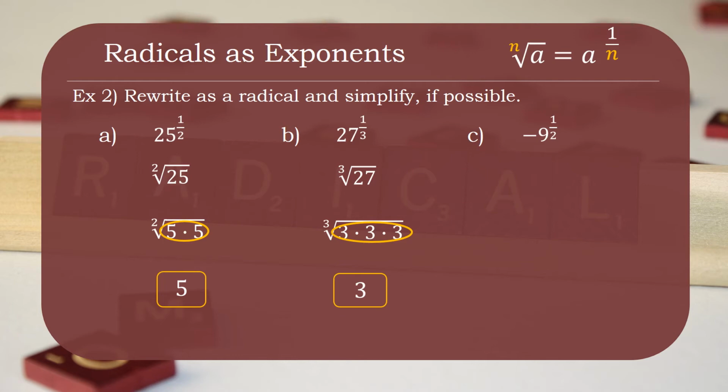For c, we have negative 9 raised to the power of 1 over 2. Notice that negative is out in front, so we deal with that part later. 9 will become your radicand, and your index will be a 2. So we currently have the negative square root of 9, and we need to factor the 9 into 3 times 3. Notice we do have a complete set, so the 3 comes out, and your final answer will be negative 3.